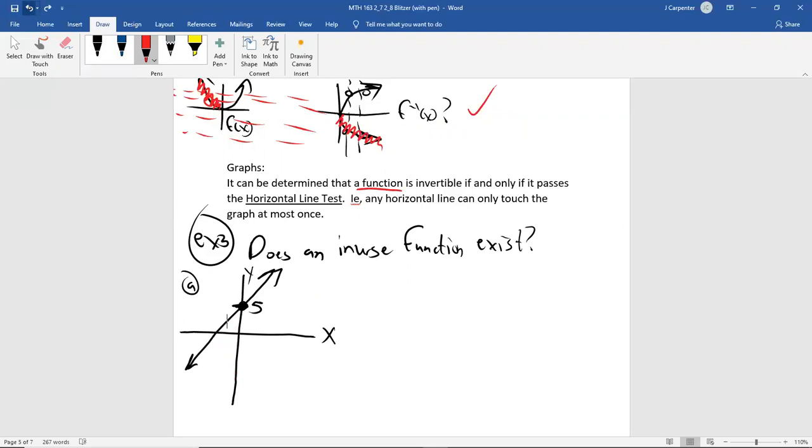So spoilers, all three I'm going to give you, they are functions up front. They will pass the vertical line test. So we're more worried about, did they pass the horizontal line test? So you're drawing horizontal lines, and that would touch once, horizontal line, and that would touch once, horizontal line, and that would touch once. I can't imagine drawing a horizontal line anywhere where it would touch more than once for this. So yes, an inverse function does exist for this. Pretty easy.